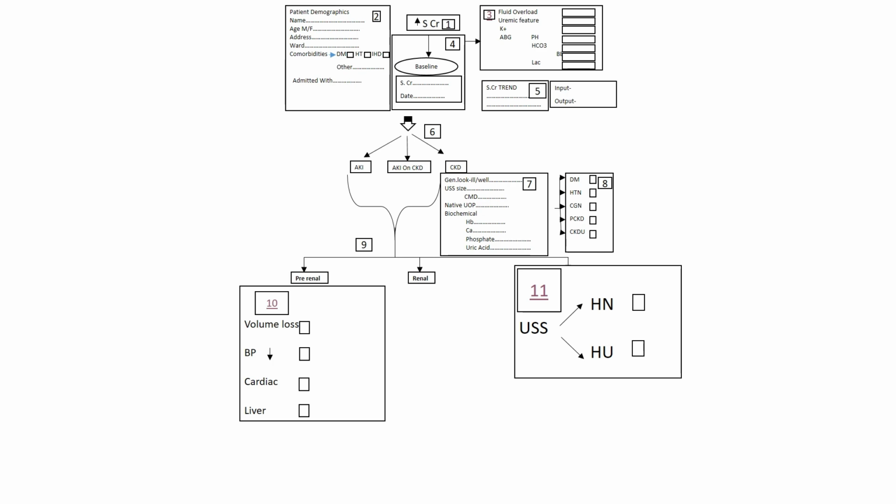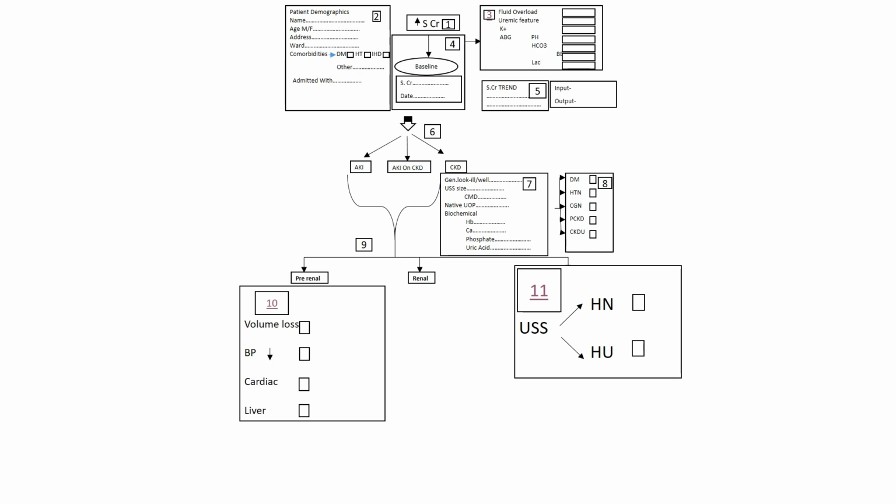How do we manage pre-renal AKI? You have to identify the pre-renal mechanism. If it is volume loss, you replace the volume. If it is low blood pressure, you correct it with fluids and inotropes. If it is cardiorenal syndrome, how do you manage it?